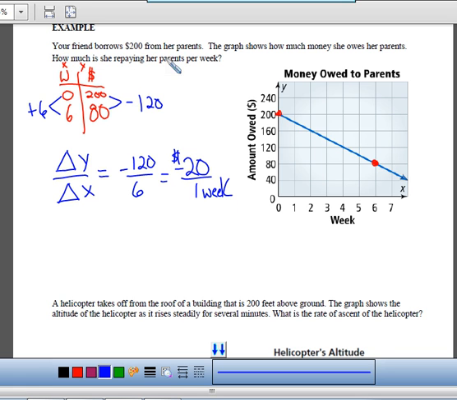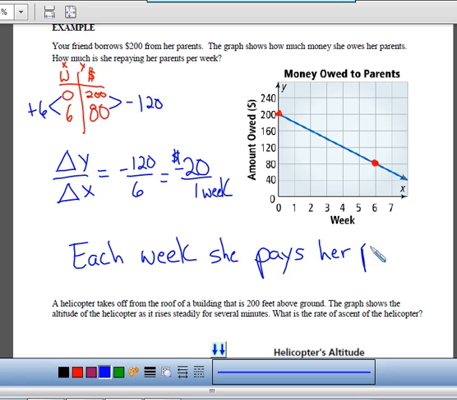So, how much is she repaying her parents per week? Again, I've told you this before. If you start to set up a sentence to answer that, each week she pays them. So I'm going to write this down. Each week she pays them. Whether you write this down or say it in your head, if you were to write 20, each week she pays her parents 20.